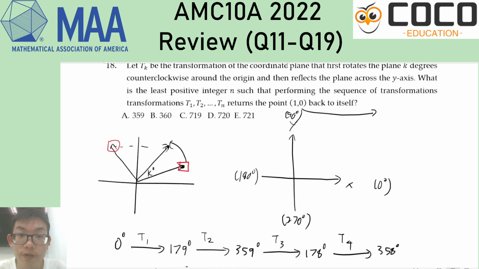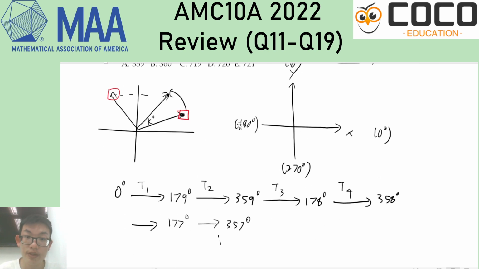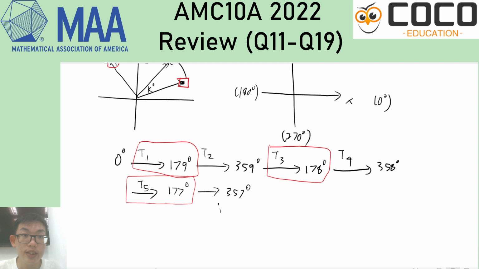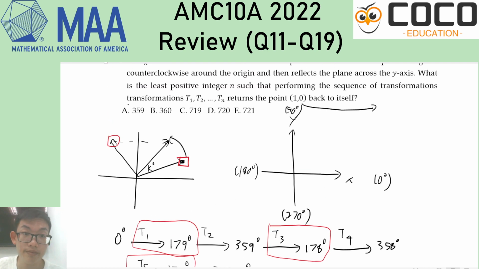Now I want to know when it first goes back to 0 degrees. So after T1 you are at 179 degrees, after T3 you are at 178 degrees, after T5 you are at 177 degrees. So if this pattern continues, it should mean that every 2 transformations reduces it by 1 degree. So if I just use the first one as a reference, after this 179 times 2, I get 359 as my answer. And so that is option A.